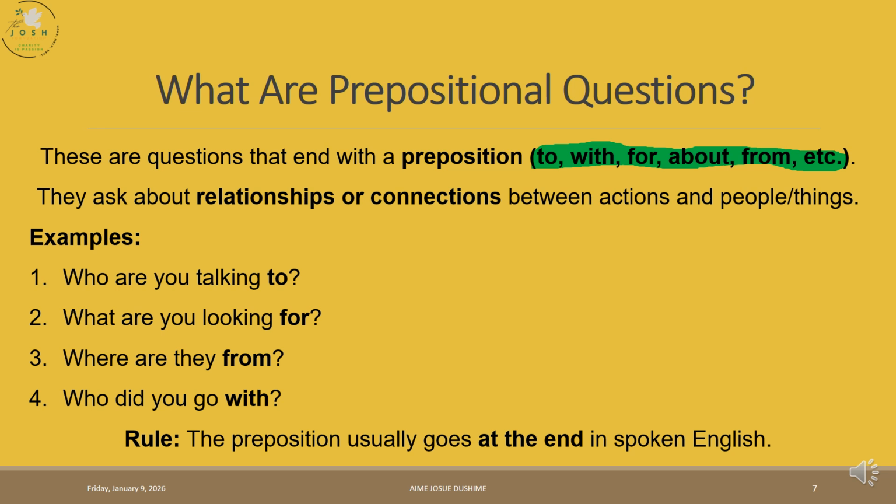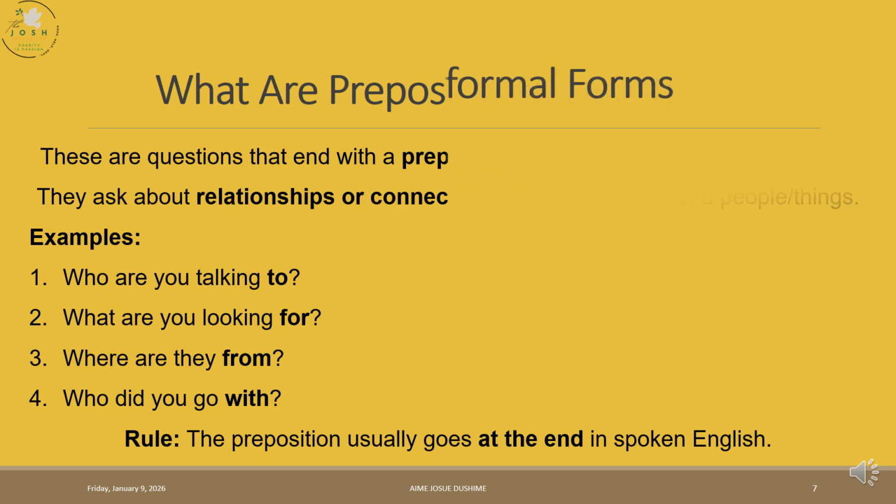And these are real life questions that we like to say. Who are you talking to? What are you looking for? Where are you from? Who did you go with? And remember, in a prepositional question, we put a preposition at the end of the question. It usually goes at the end in spoken English. They ask about relationships, connections between an action and the people or things.